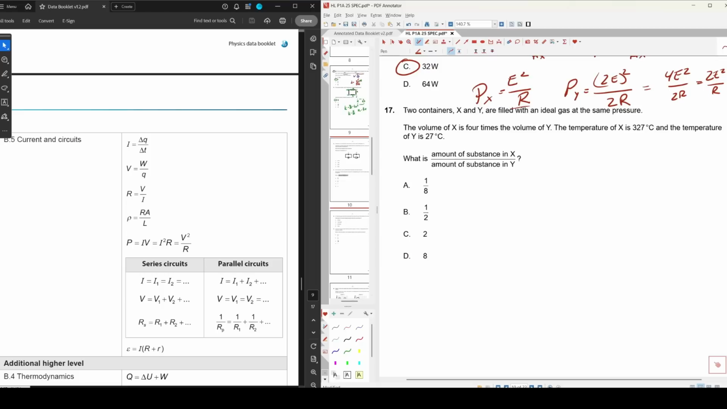That's okay. All right, two containers filled with an ideal gas, volume, temperature. Sounds like PV equals nRT to me. I want to know the amount of substance in X over the amount of substance in Y. So I'm solving this for n, and I'm going to just ratio that twice. So I just want to do nX over nY, using PV over RT both times. So the volume of X is 4 times the volume of Y. I've got my two temperatures.